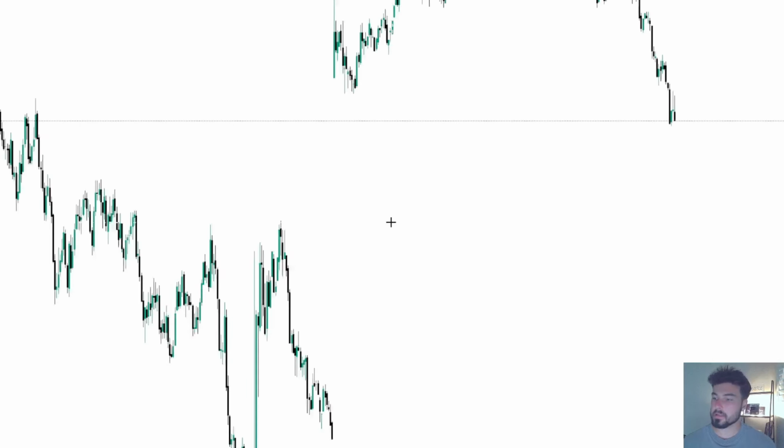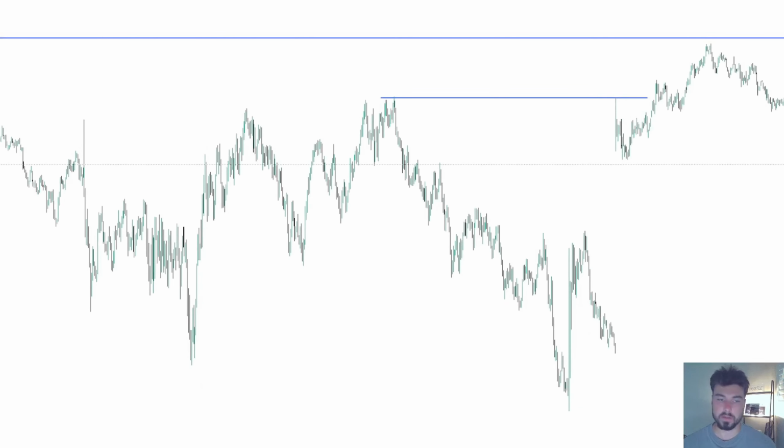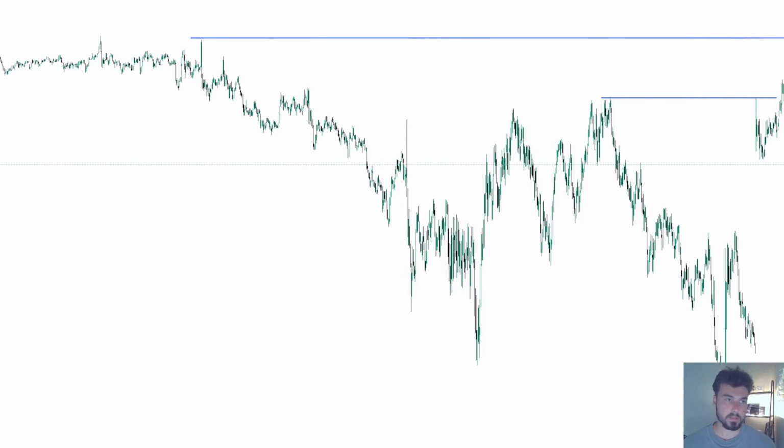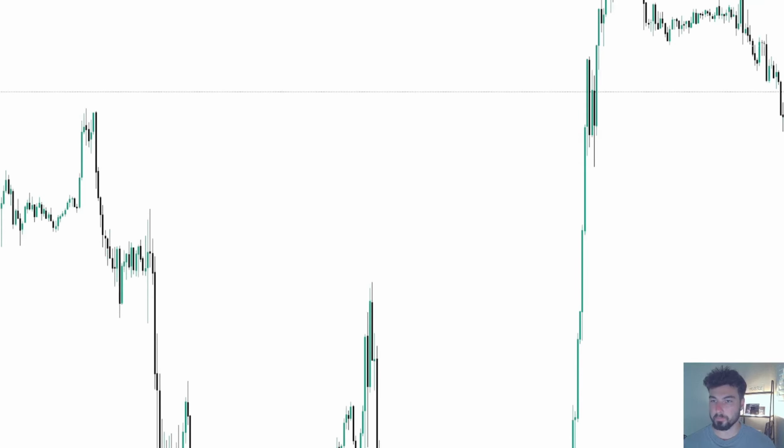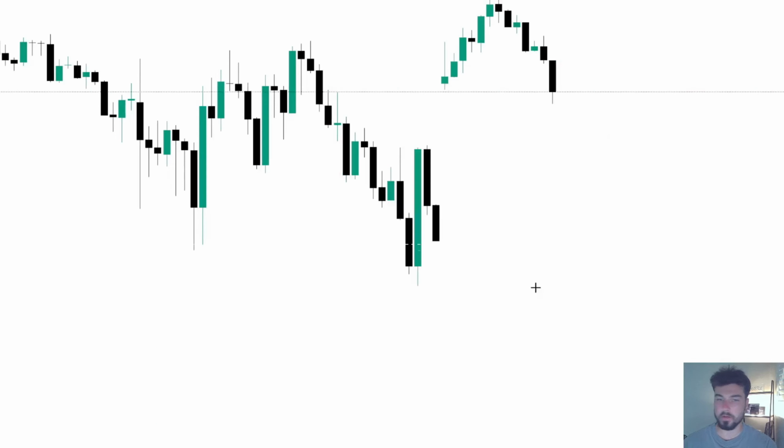So these are the things to consider when you're looking at external versus internal, right? External versus internal. Even if we go onto the 15-minute chart again, we can see this plays out time and time and time again, right? Look at this, right? Come back to the 15-minute time frame.